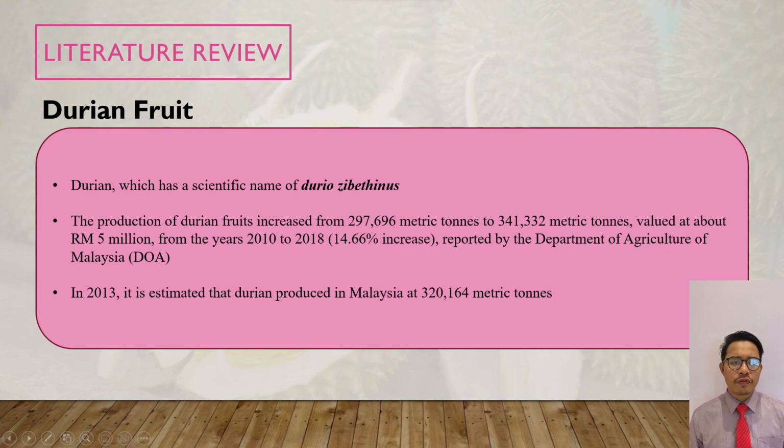The production of durian fruit has increased from 297,696 metric tons to 341,332 metric tons, valued at about 5 million ringgit from the years 2010 to 2018. This is a big increment, about 14.66% of increment. It is reported by the Department of Agriculture, Malaysia. In 2013, it is estimated that durian produced in Malaysia was 320,164 metric tons.